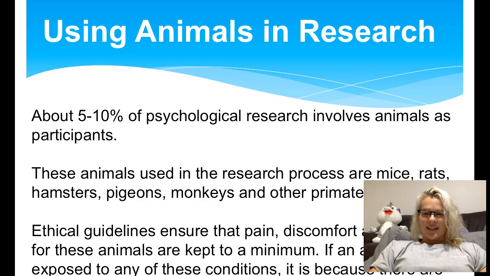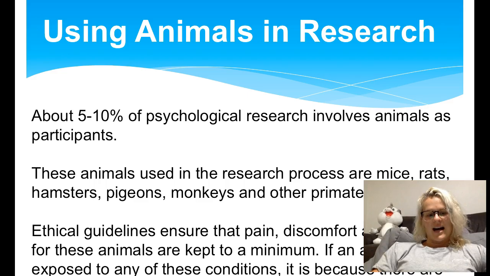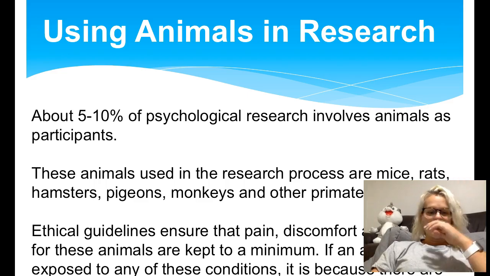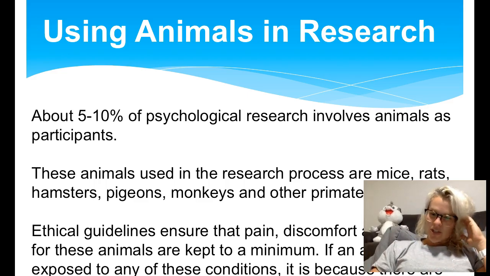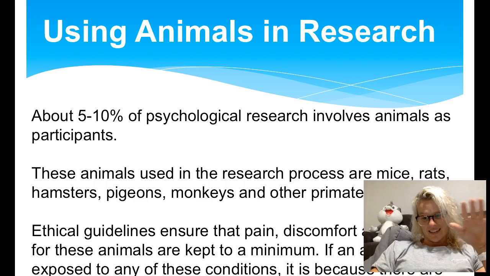So ethical guidelines for animals is different to how it is for humans, because obviously they don't know what's going on. So we need to make sure that the pain, the discomfort and the stress for these animals are kept to a minimum. And ways that you can do this, so you need to be writing this down as I say it.